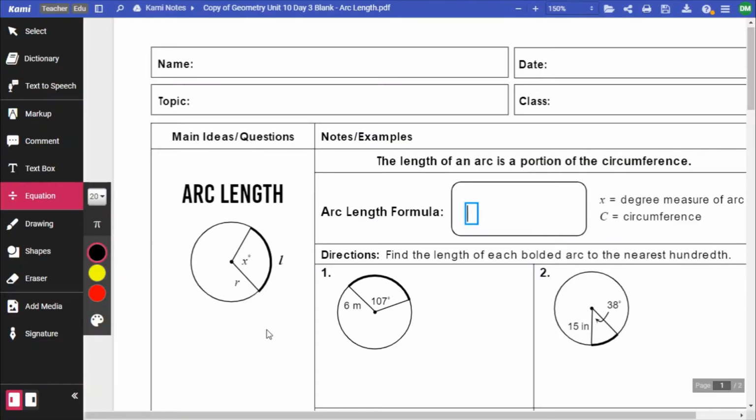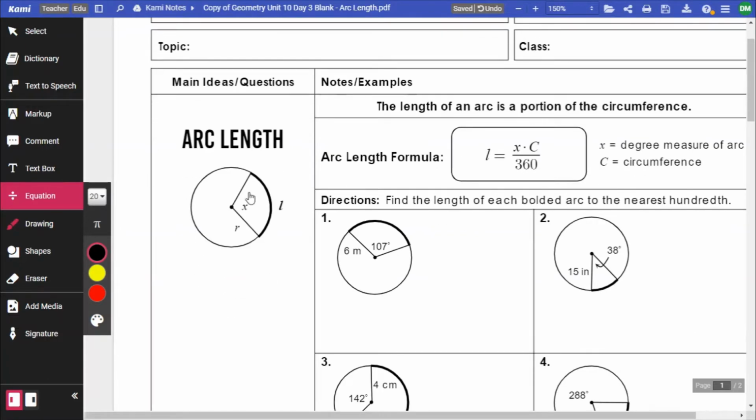Okay, so you do have a formula for this. It's, I believe, on page 2 of your note packet, the back side of the front page down at the bottom, where we've got arc length is equal to x times c over 360. Now, x is the degree measure of the arc that we figured out last time, and c is the circumference of the circle. But what I'd like to look at real quickly is where does this formula come from?